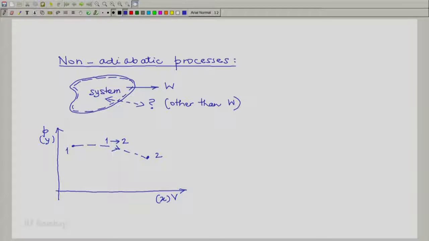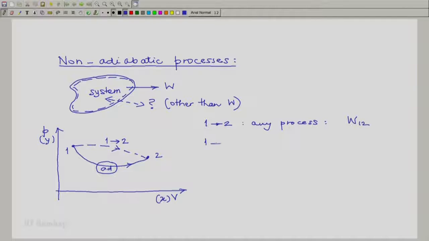Then let us consider an adiabatic process. Although I have shown it quasi-static, it need not be quasi-static. But let us execute an adiabatic process from 1 to 2 and let this be the representation, some adiabatic process. Now in the process 1 to 2, which is any general process, any process, let the work done be W12.